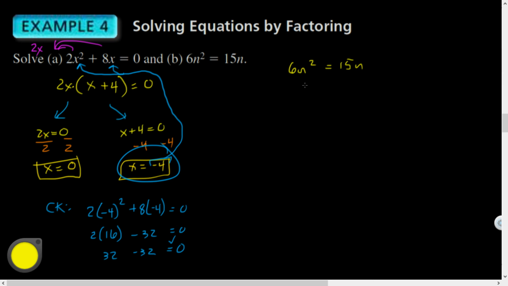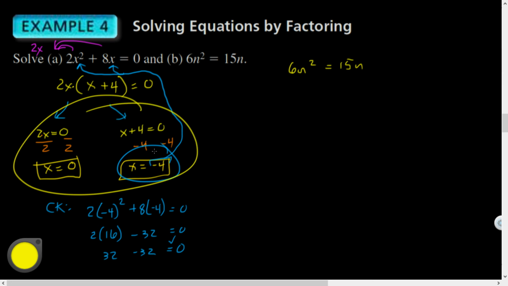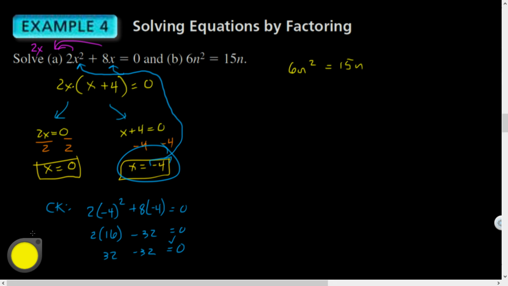Now, in order to use zero product property, my end game is using the ZPP. In order to use ZPP, it's got to equal 0, which it is not currently equal to 0. So I'm going to move this 15n by subtracting it from both sides. It's like I'm solving for 0, if you want. So 6n squared minus 15n equals 0.